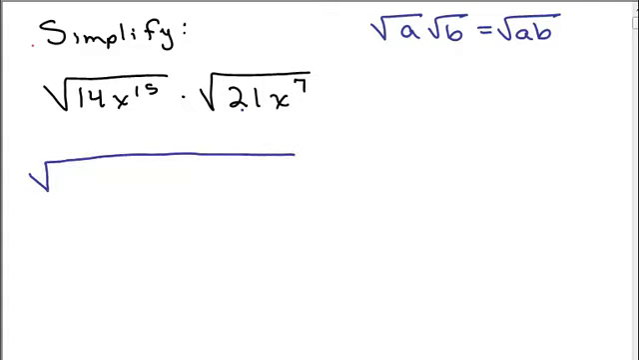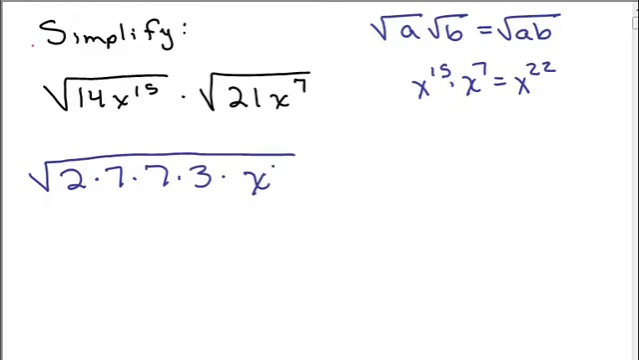I could do 14 times 21 with a calculator, but I would get a large number. It might be harder to figure out what the perfect square factor is, so I'm going to leave them in factored form. And the reason I'm doing that is I know that 7 is a factor of both 14 and 21. So I'm going to write 14 is 2 times 7, and 21 is 7 times 3. And then I also have x to the 15th times x to the 7th. Remember, you add the exponents when you have the same base, so that's just x to the 22nd.